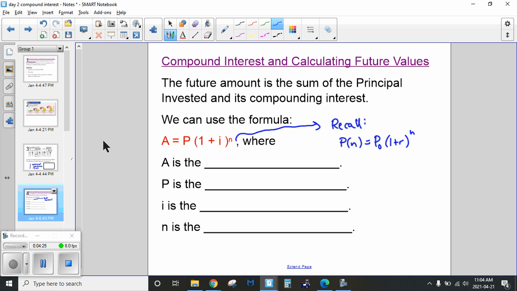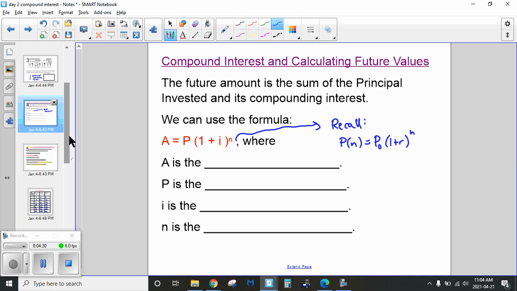Okay, so this goes along with your handout. You have the fill in the blanks on yours. So compound interest and calculating future values. The future amount of money will be the sum of the principal invested, so your starting money, and its compounding interest. Compounding means it's like growing interest, right? We get more each year than we earned the previous year. We can use this formula, which looks like the same kind of structure as we used yesterday with exponential growth, but with the variables changed a little bit.